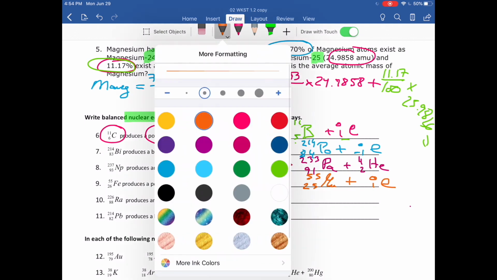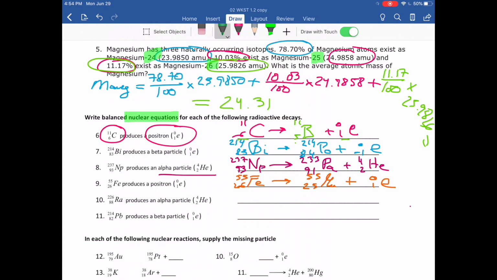Next one. We have radium here, and then 226 and 88. So this produces an alpha particle. So 4, 2 helium. Now, what number plus 2 equals 88? 86. 86 plus 2, 88. So 86, I go to the periodic table and find the element that has 86 as the atomic number, and that's going to be radium. So now, I look at the mass number. What mass number plus 4 equals 226?